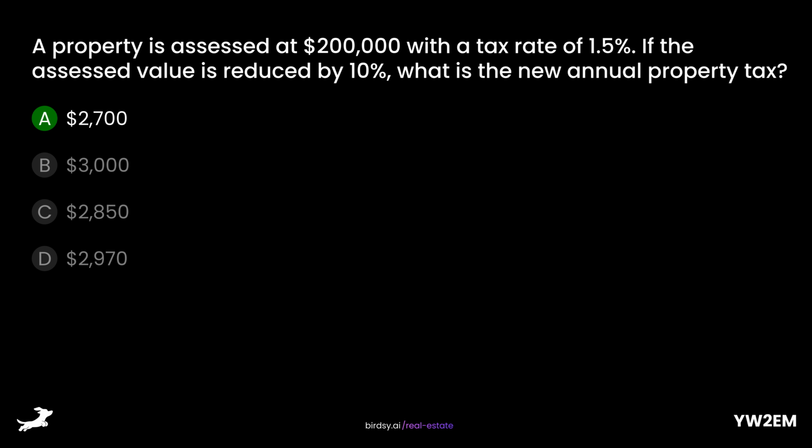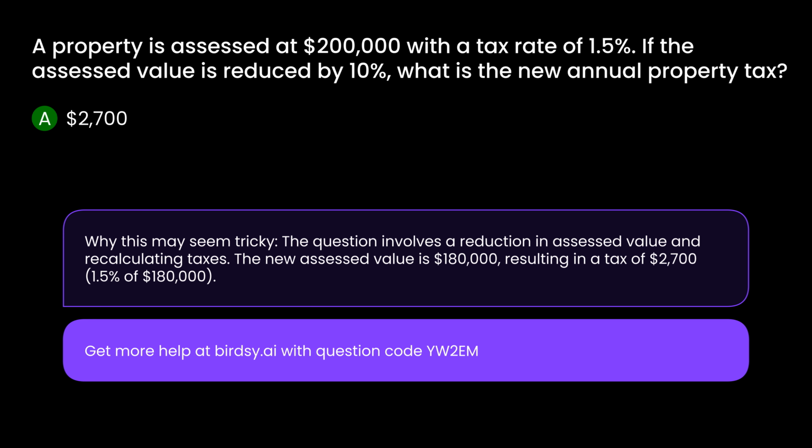$2,700. Why this may seem tricky: the question involves a reduction in assessed value and recalculating taxes. The new assessed value is $180,000, resulting in a tax of $2,700, 1.5% of $180,000.